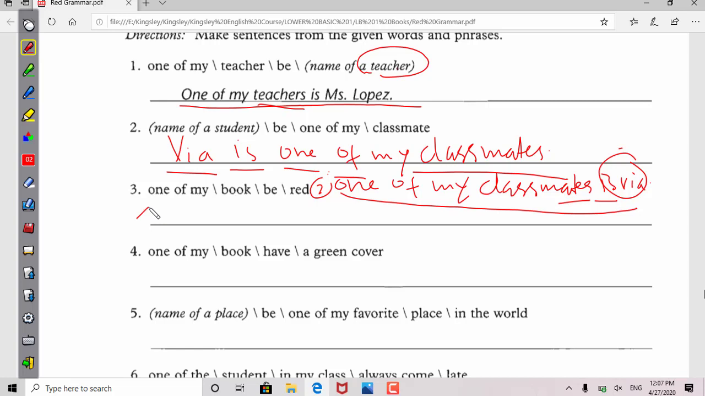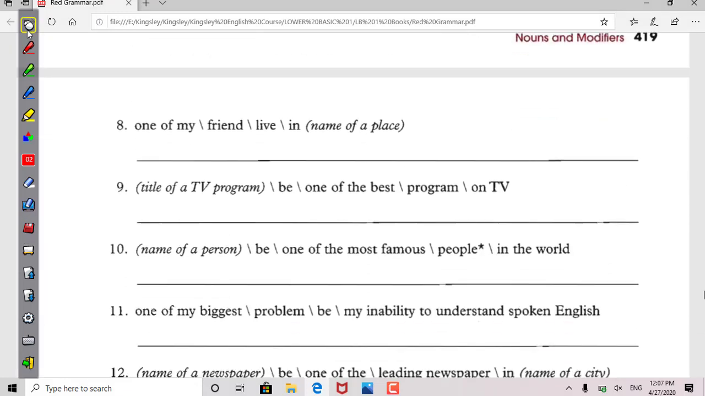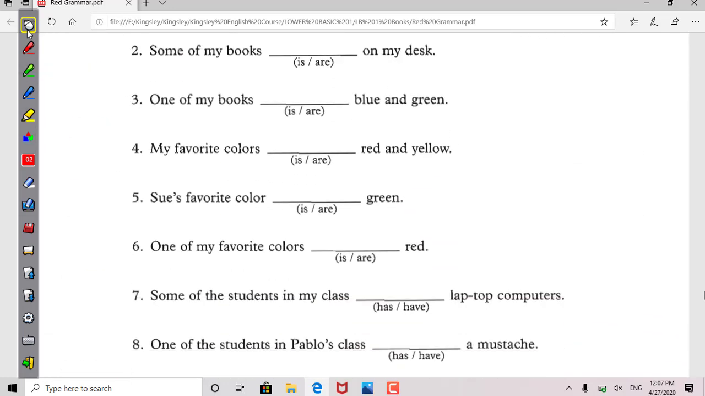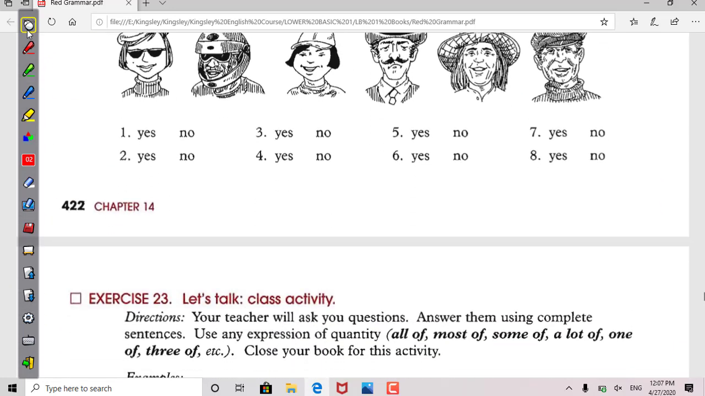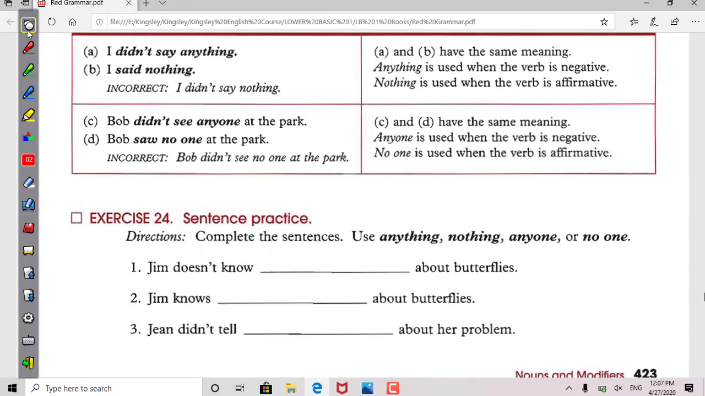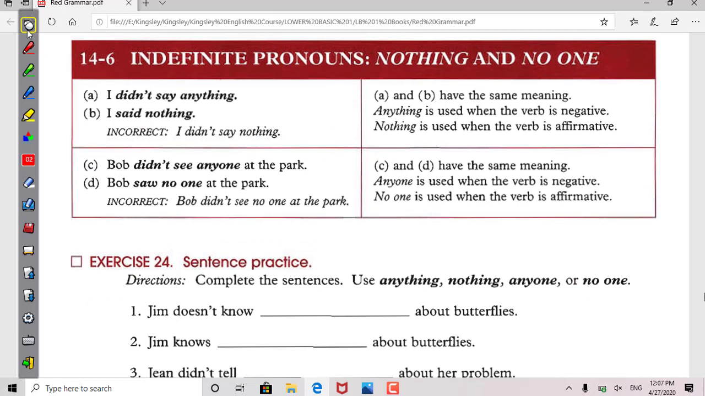Later, I will ask you in our Zoom. Alright? So now I will erase this one. We go to the next part. After that, I will go to pages 400 and 401.